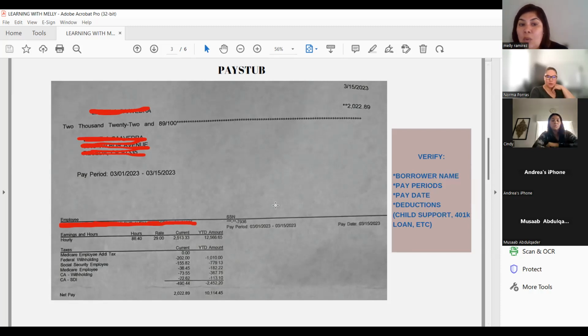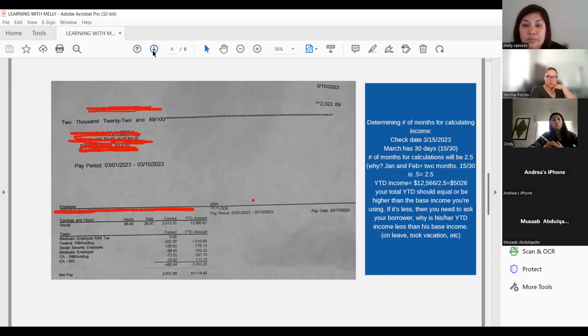So do you have any questions on the pay stub? No, we're good. Okay, now we're going to go over what I went over with you guys, determining the number of months for calculating income. I put it on here so you guys have an idea as well, and what kind of questions you want to ask if your year to date does not match the amount of income that you want to use.